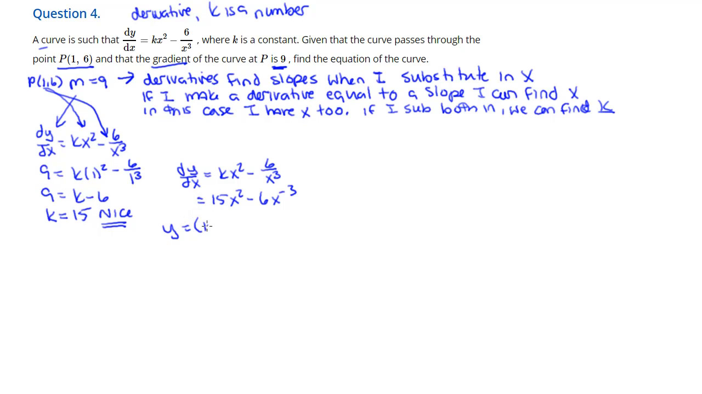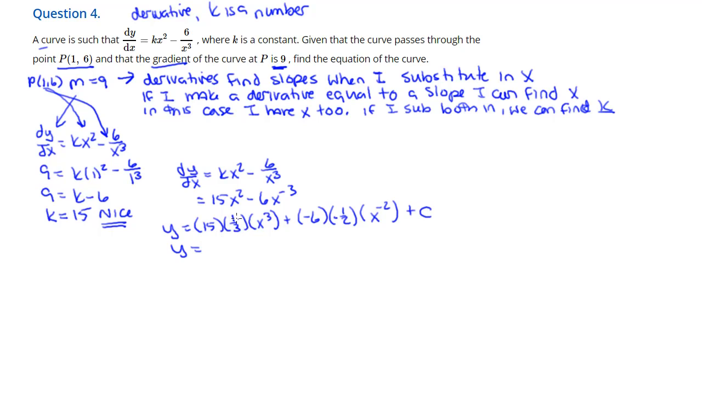Now I can find my indefinite integral. I'm going to bring the 15, and then I'm going to raise the power up by 1, and then multiply by the reciprocal. I'm going to do this again. I got negative 6. I'm going to raise the power from negative 3 to negative 2, then multiply by the reciprocal, which is negative 1/2. And then put plus c on the end.